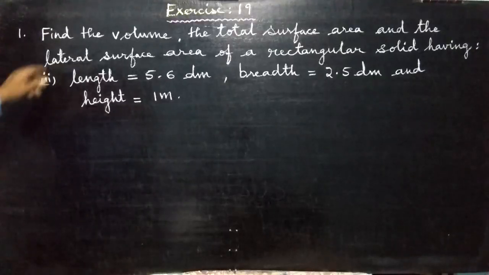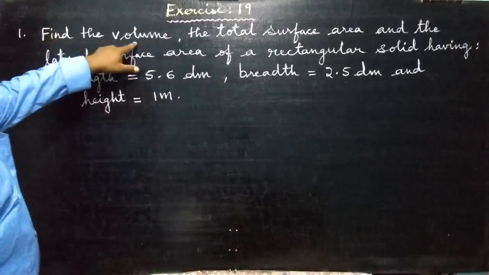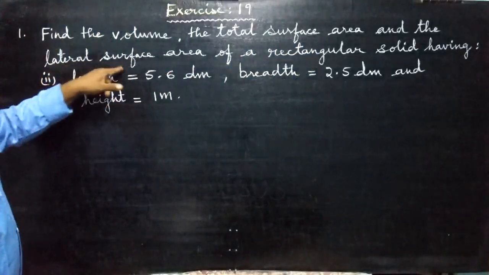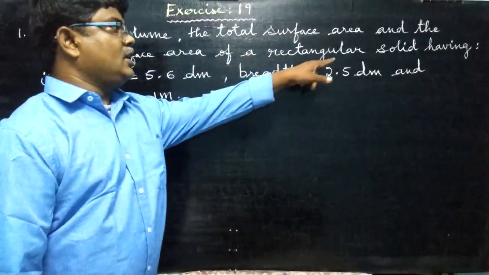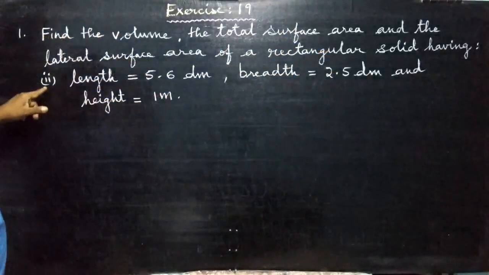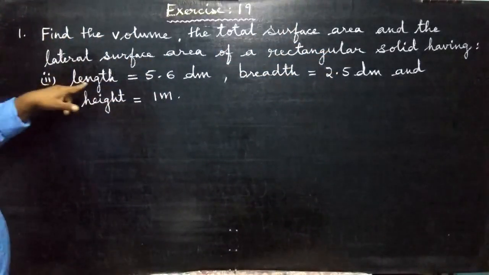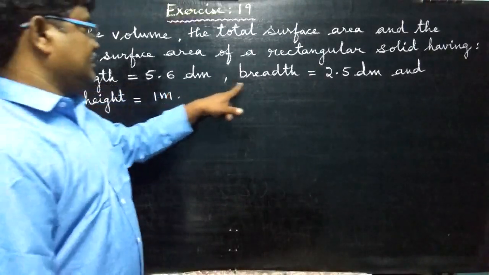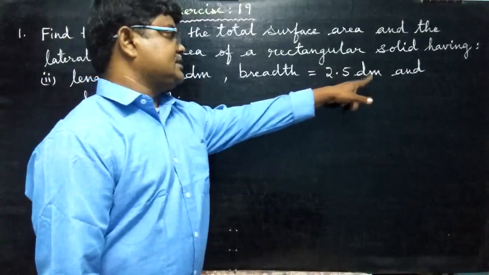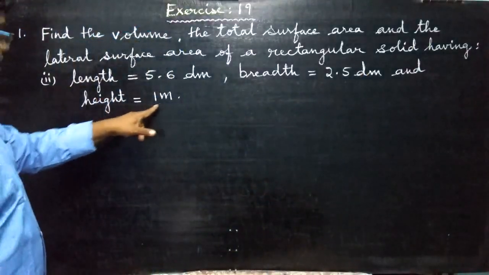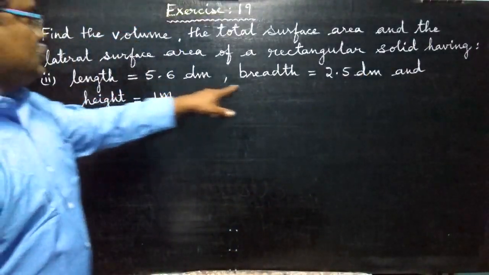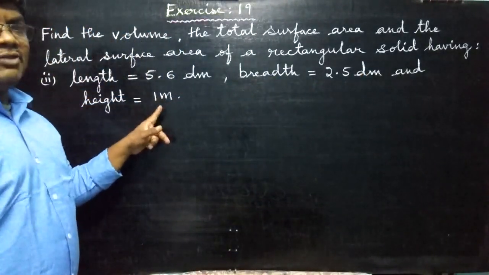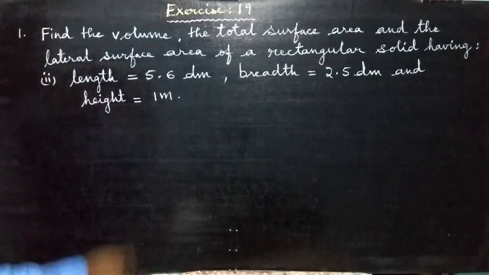Exercise 19. First problem. Find the volume, the total surface area and the lateral surface area of a rectangular solid having length 5.6 decimeter, breadth 2.5 decimeter and height 1 meter. These two are in decimeters and height is in meter. 1 meter is equal to 10 decimeters. We have learned.